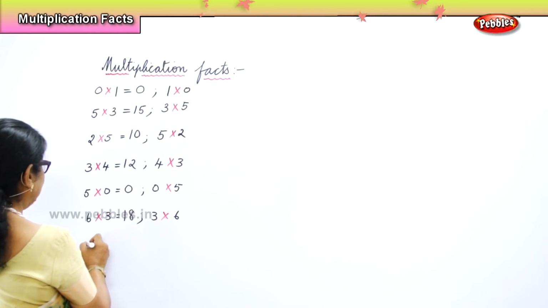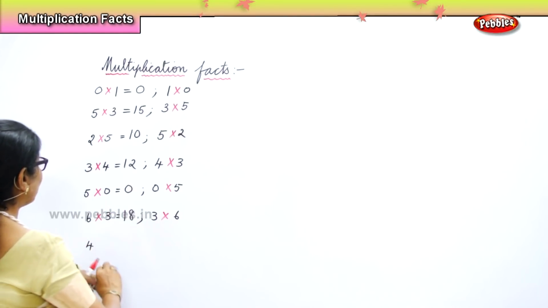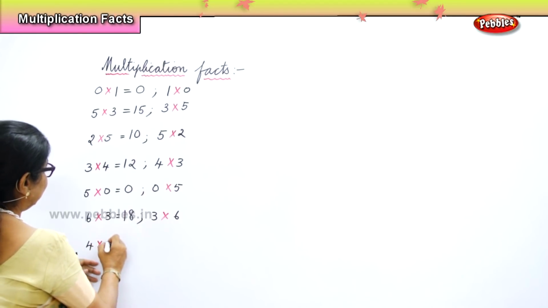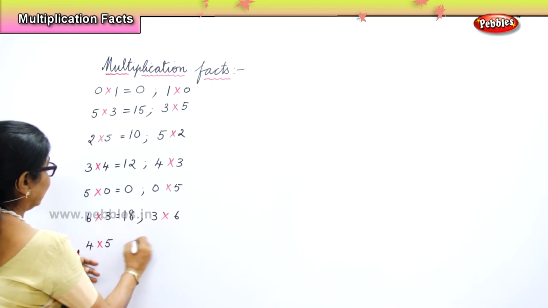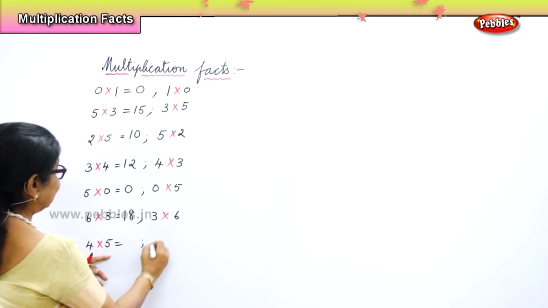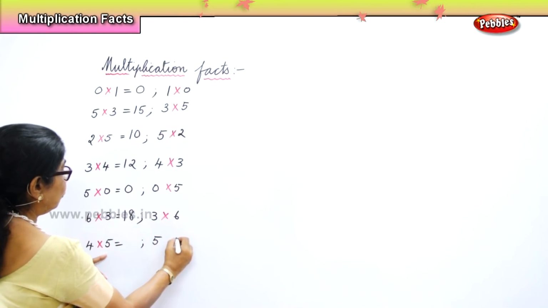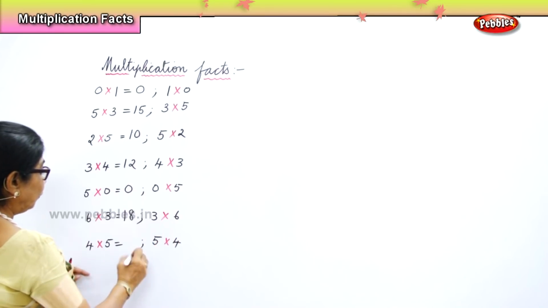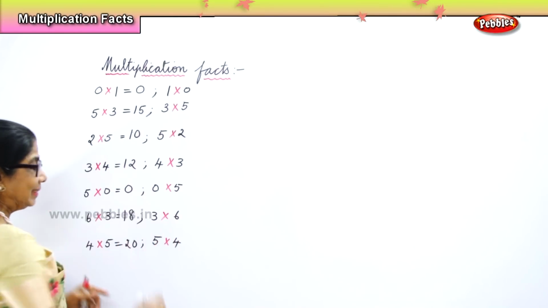Now, let's take another number. Let's take number 4. What is 4 into 5? That is the same as 5 into 4. 5 4s are 20.